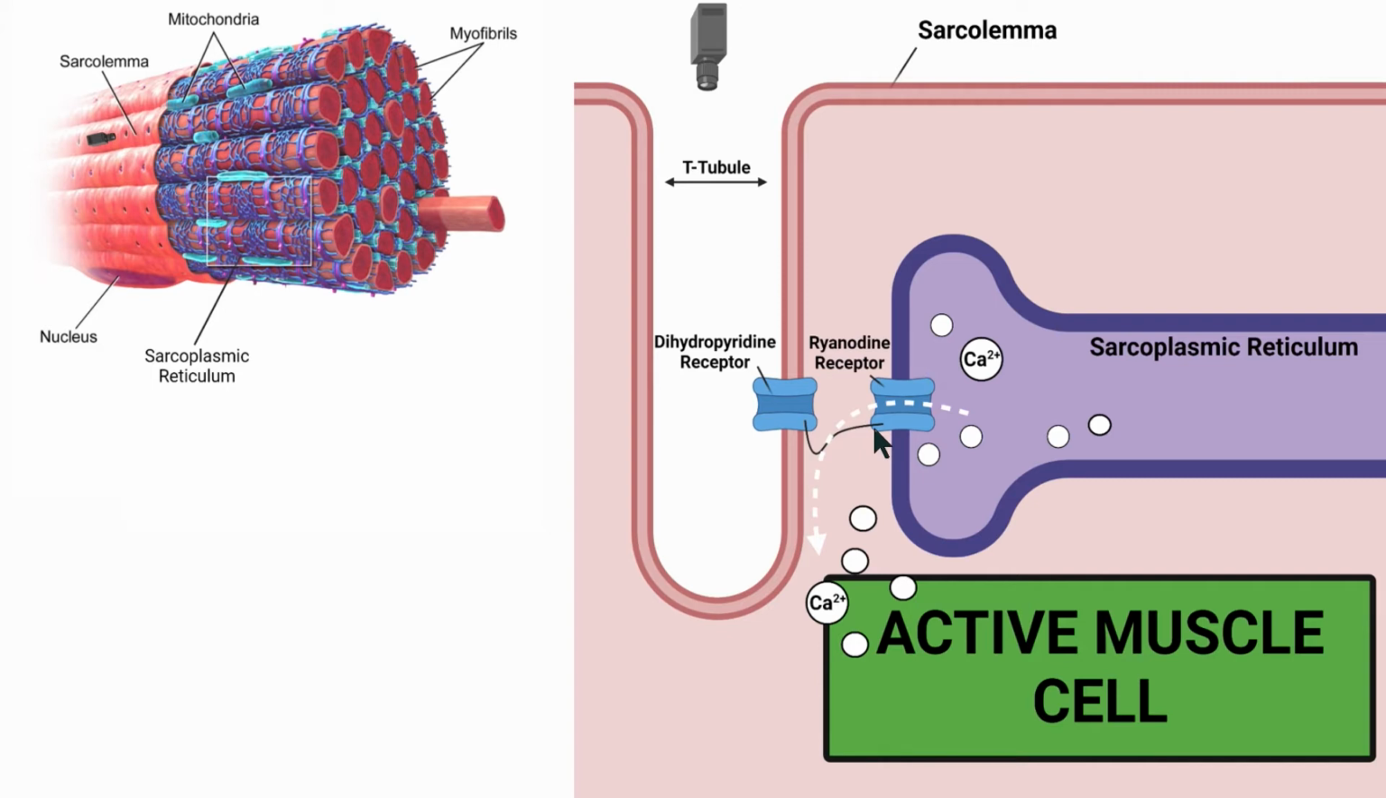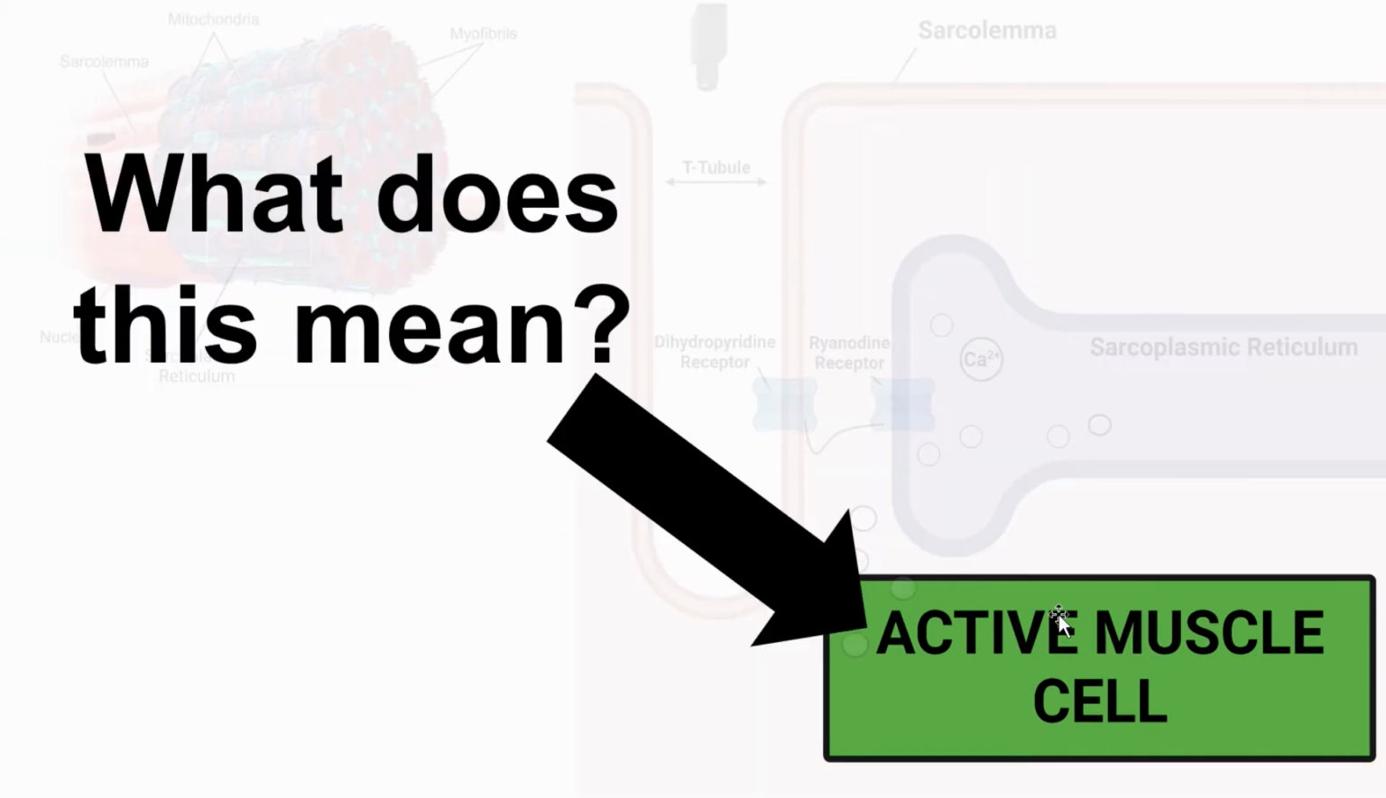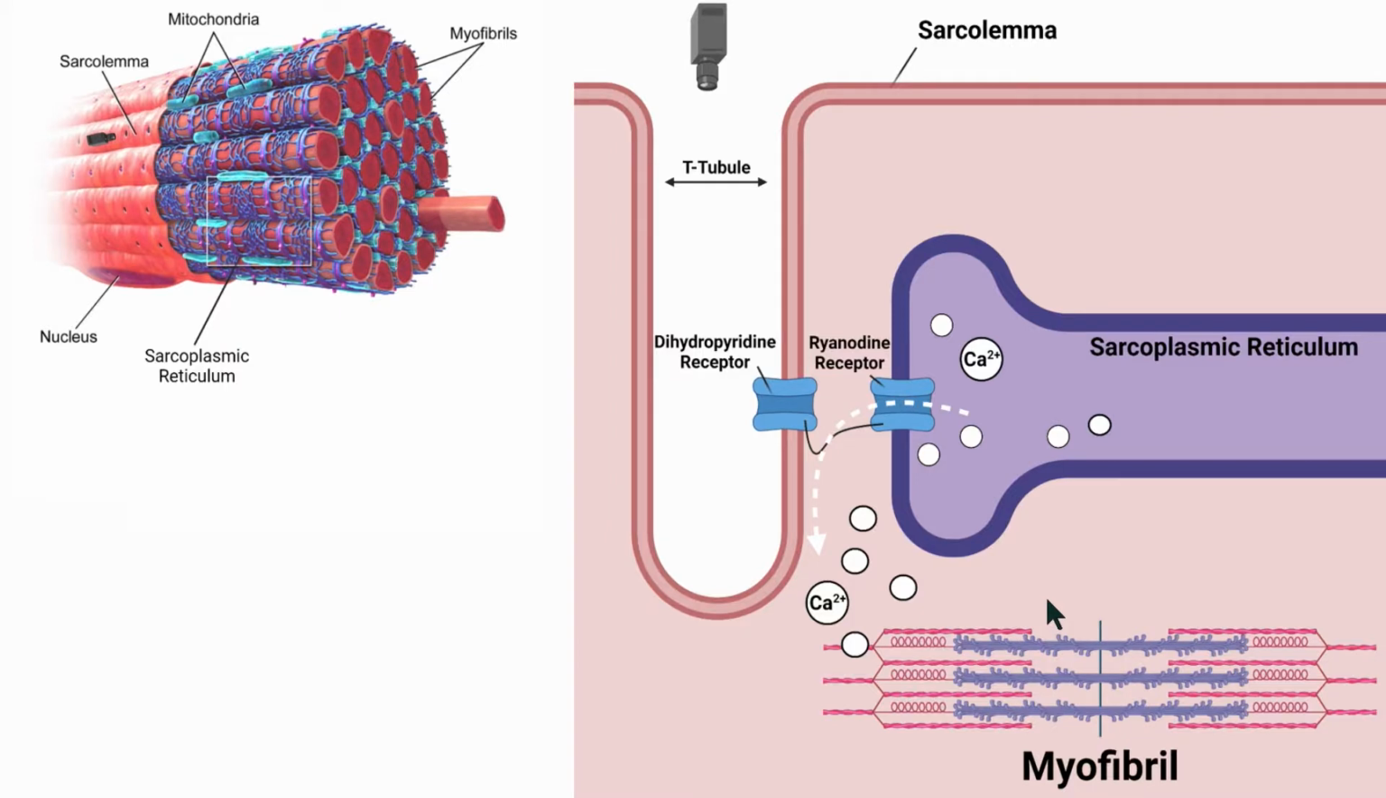Now that then in turn leads to an opening of the ryanodine receptor, and the calcium will then flood out of the sarcoplasmic reticulum. So it went from nicely nestled and held in this sarcoplasmic reticulum to now being out inside the cell, just all over the cell. So it gets released from inside to outside, but still within the cell. So we're not creating gaping holes in the sarcolemma. This is all within the cell. And that ultimately leads to an active muscle cell. But what exactly does that mean? Well, let's go into it.